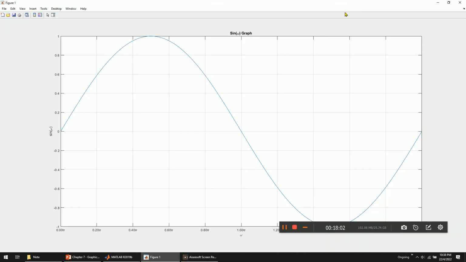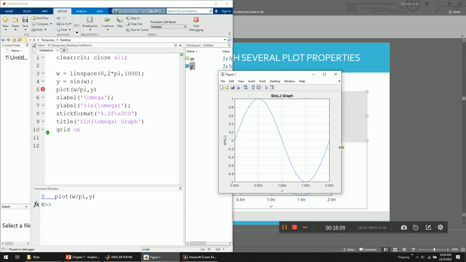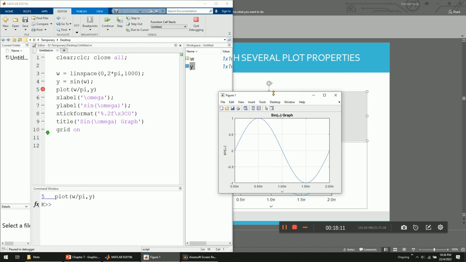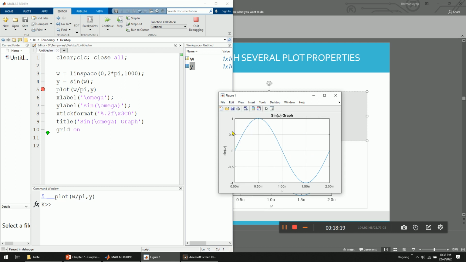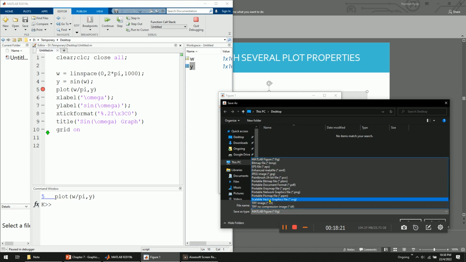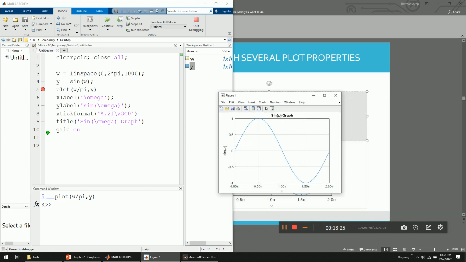You can make it larger, you can make it smaller. If there are too many ticks, minimize it, so make it smaller. And if you want to copy this, I suggest you don't just copy it. You can save it, save as, and save as a JPEG. If you want to save it as JPEG, it will create a JPEG here.